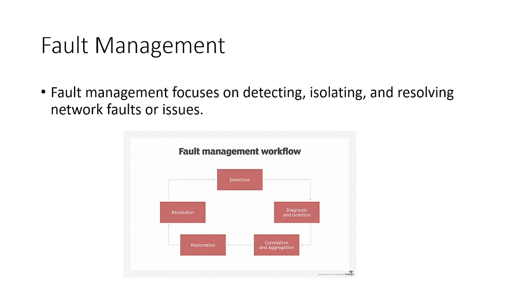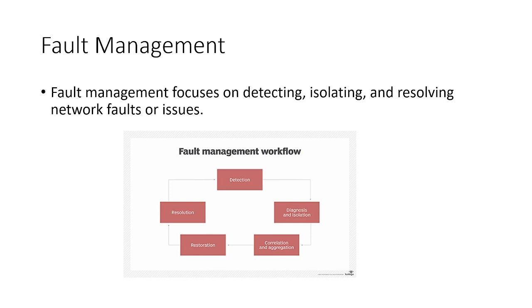7. Reporting and documentation. It's essential to document all fault-related information, including the steps taken for resolution. This documentation helps in future reference and can be valuable for improving network reliability. 8. Automated fault management. Many modern network management systems incorporate automation to streamline fault detection and resolution processes. Automated scripts and AI-driven tools can help detect and resolve common issues more efficiently.